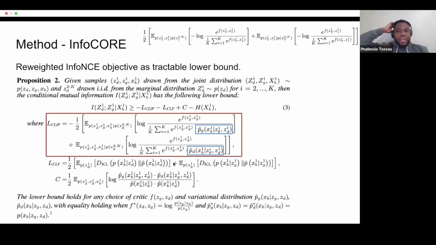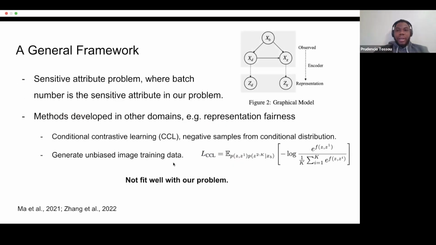Yeah, sorry, I have just a small question. On this graphic, how do you account for unobserved variables? Because I'm sure there's some unobserved latent, a causal feature that impacts both ZD and ZG.